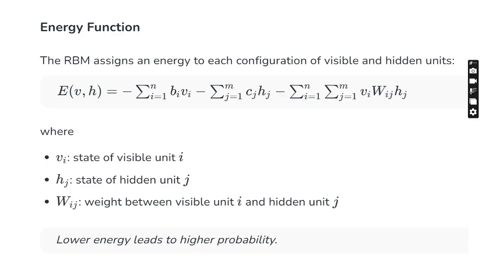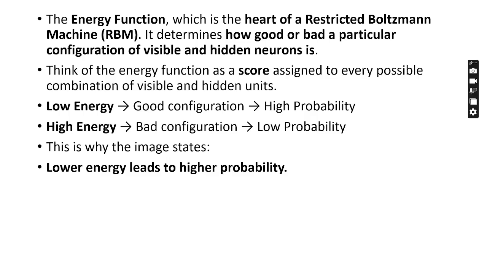This energy function generates some energy. By seeing this energy, we can predict the results: if it has lower energy, it leads to higher probability, and if it has higher energy, it leads to lower probability. The energy function is the heart of the restricted Boltzmann machine because it constructs the probabilistic factor for the given visible and hidden layers.